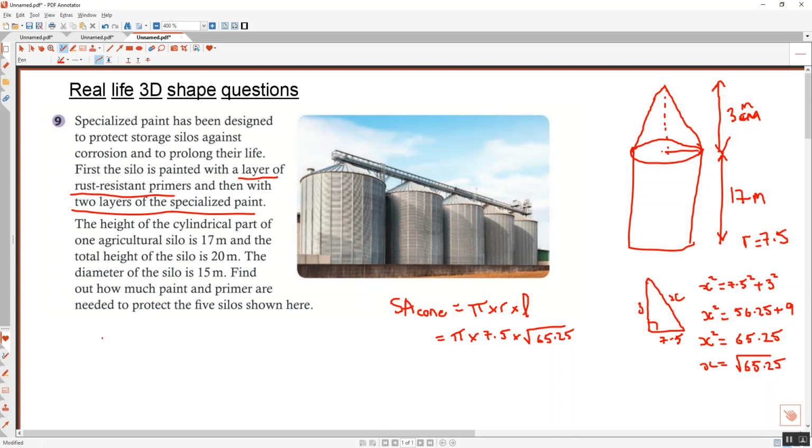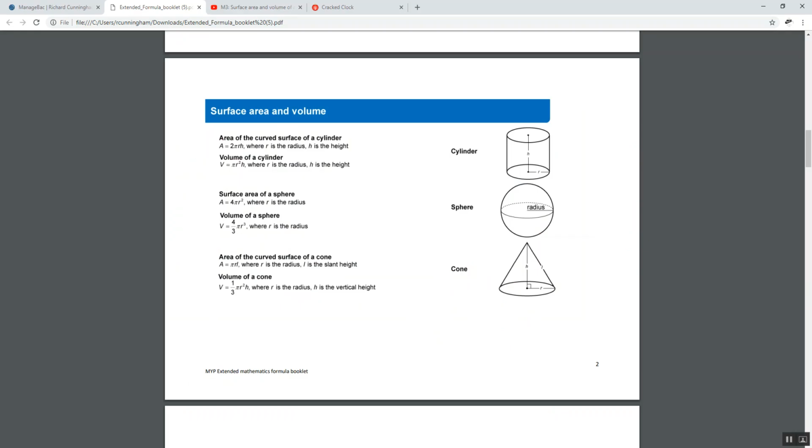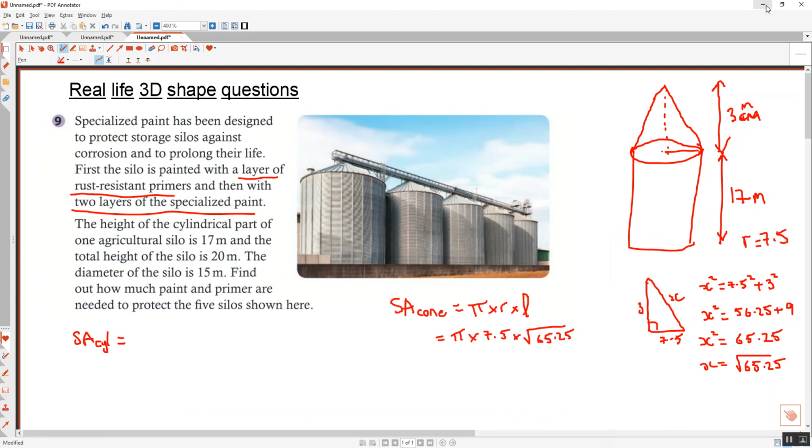Right, if I go over here and work out the surface area of the cylinder, call it surface area cylinder. Just quickly look back at my formula booklet. Don't want to make any mistakes. The curved surface area of a cylinder, again, it gives you exactly what you need. So it's 2 pi r h.